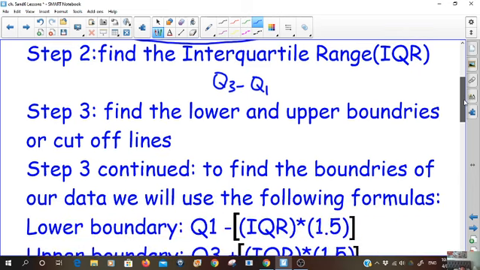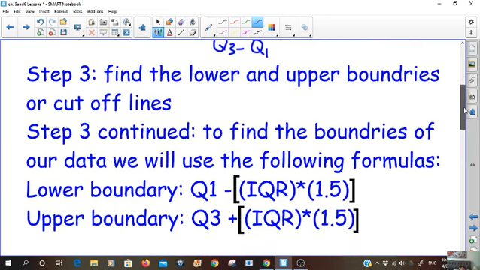And so step 3 continued. Well, how do we find those boundaries? Here's the formula.